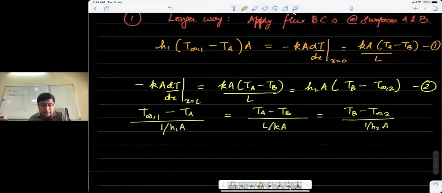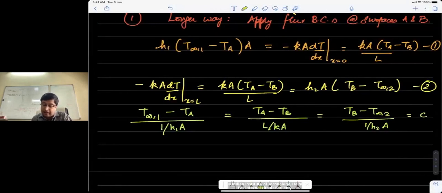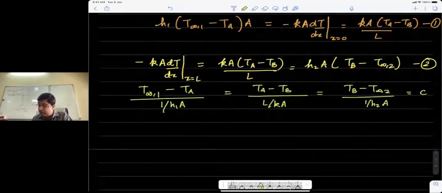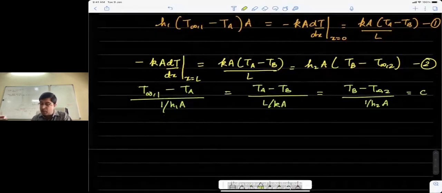This is basically the trick that you can use to solve this equation very quickly, because these three are equal, so I can say this is equal to some constant, let's say c. So T infinity 1 minus Ta is c by h1a, Ta minus Tb is cL by Ka, and Tb minus T infinity 2 is c by h2a. If I add the three equations, Ta and Tb will eliminate, and we'll see what I'm going to do now. I'm going to use that concept very soon. Anyway, this is one way of doing it.